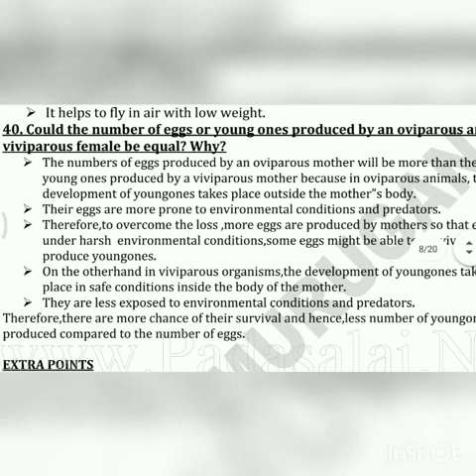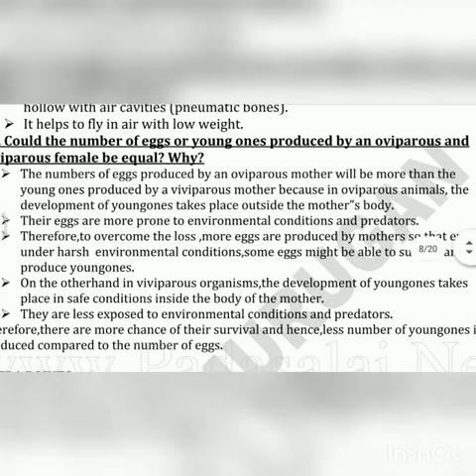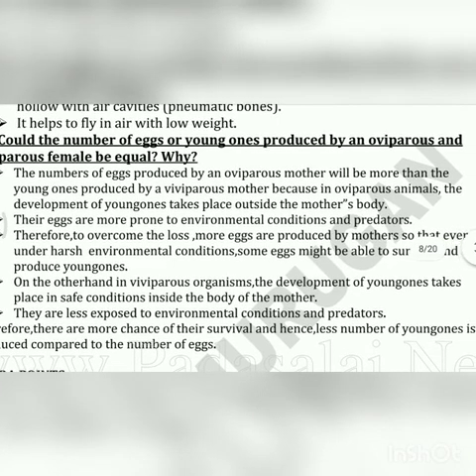And the last question is, could the number of eggs or young ones produced by an oviparous and a viviparous female be equal? Why? The number of eggs produced by an oviparous mother will be more than the young ones produced by the viviparous mother, because in oviparous animals the development of young ones takes place outside the mother's body.